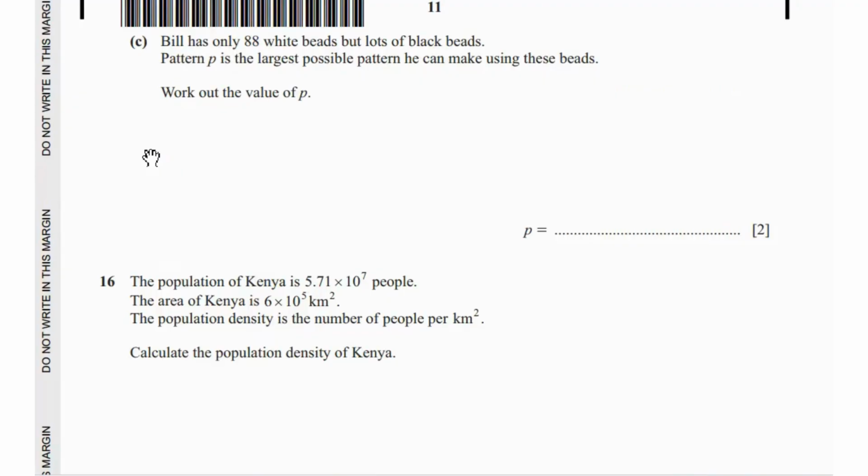Then it says Bill has only 88 white beads, but lots of black beads. Pattern P is the largest possible pattern he can make using these beads. Work out the value of P. So he only has 88 white beads, but lots of black beads. So what we will do over here is that we know that the white beads were 2n plus 3.